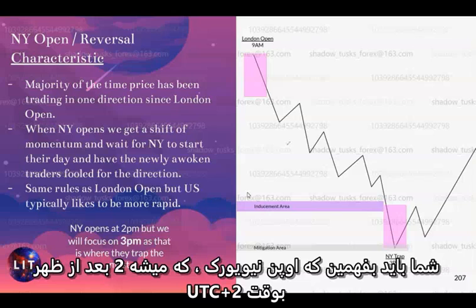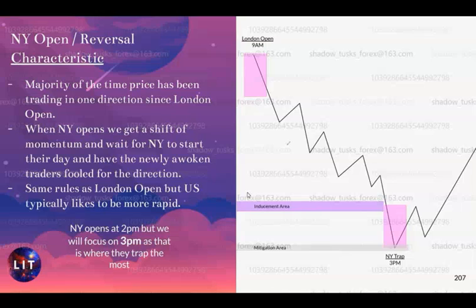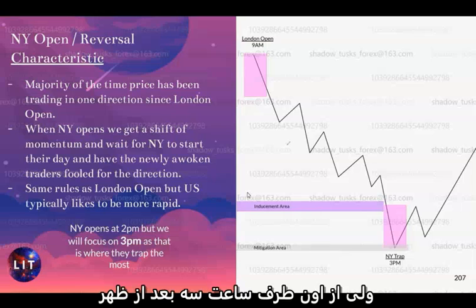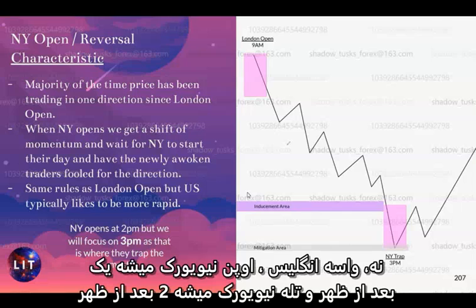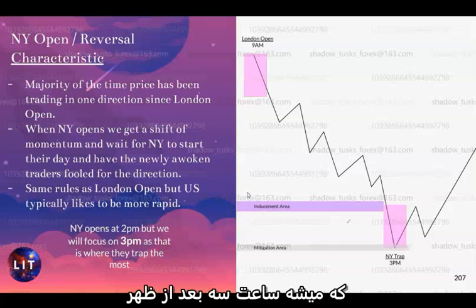So you need to understand New York Open, which is 2 p.m. UTC plus 2, will be sometimes some sort of traps. But then 3 p.m. UTC plus 2, no, for UK times it will be 1 p.m. New York Open and 2 p.m. New York trap. Okay? Again, 1 hour after New York Open is when the real trap happens, and that is then 3 p.m., okay, for UTC plus 2.